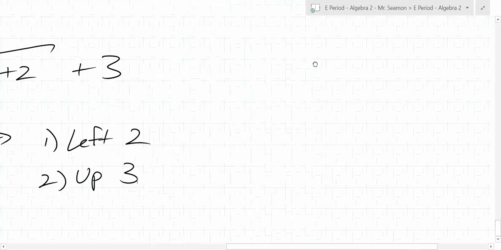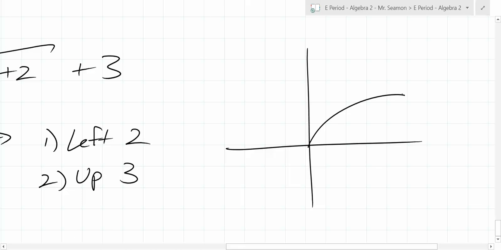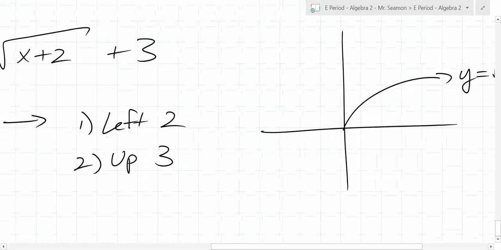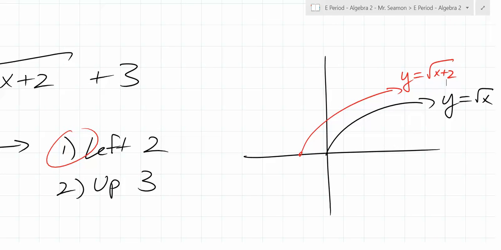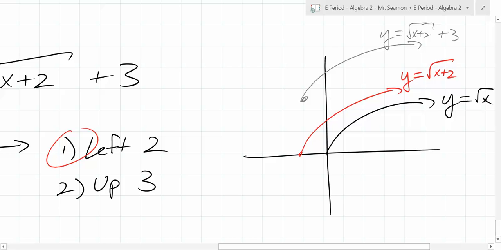So you would start with the graph of, here's y equals the square root of x. What would you do first? Left 2. So you would go to like this. So that's y equals the square root of x plus 2. And then what would you do? Up 3. So it would start like up here. Y equals the square root of x plus 2, plus 3. And now you have the graph.